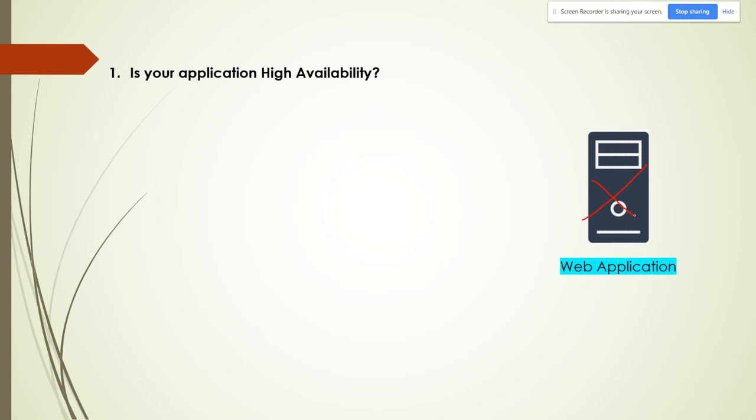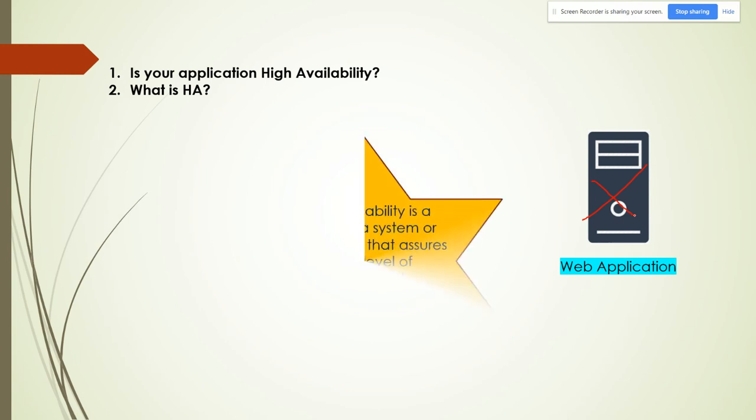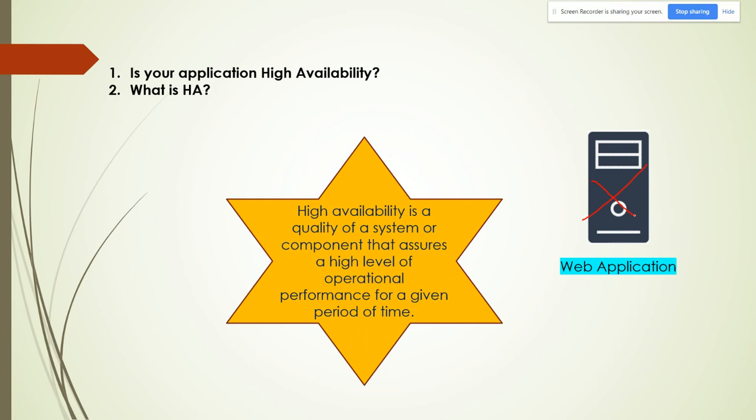But before this, we have seen that our application was not highly available. The first question that comes to mind is, is your application highly available? Definitely it was not if you're using a single system. How can you make it highly available? We'll talk about it. And the second question that comes to mind, what is HA? Highly available, it means you want your application running all the time. But what is HA? How does it work, right? So the full form of HA is high availability. And high availability is a quality of a system or component that assures a high level of operational performance for a given period of time.